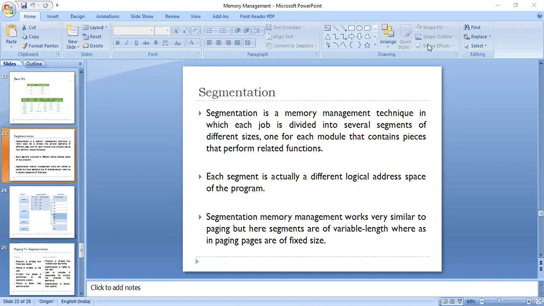And the simple reason for this is that a process is broken up into a number of smaller pieces, and the external fragmentation should be less. So we have to accommodate all the smaller segments of a particular procedure or the program as per the size of the segment. So we have to map very carefully so that no external fragmentation may occur.